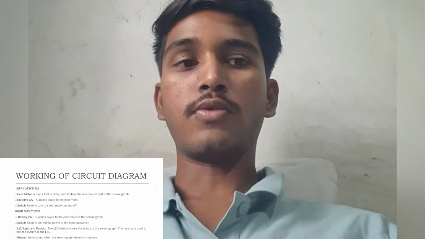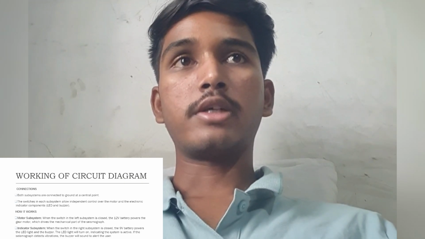Now let's discuss the working of the circuit diagram. In the circuit diagram we can see two subsystems, the left subsystem and the right subsystem. In the left subsystem we have the gear motor, battery and switch. The battery is a 12-volt battery for the supply to the gear motor, and the switch is for turning it on and off.